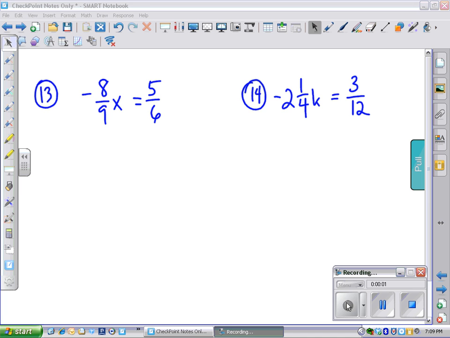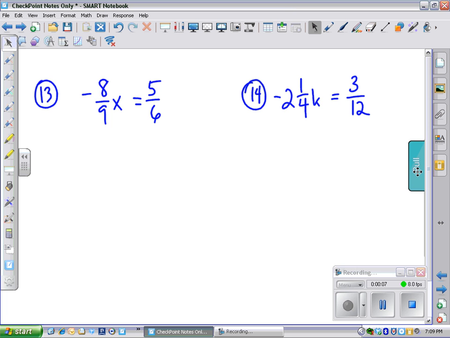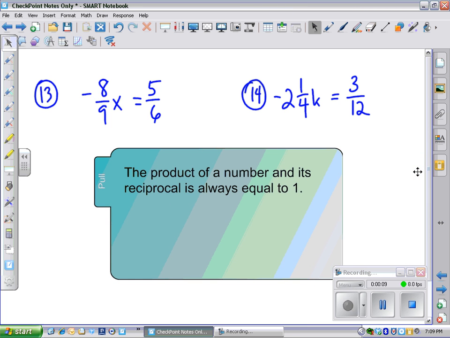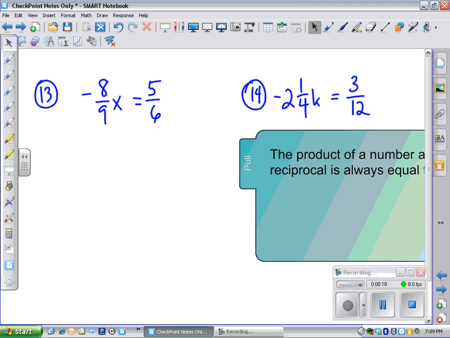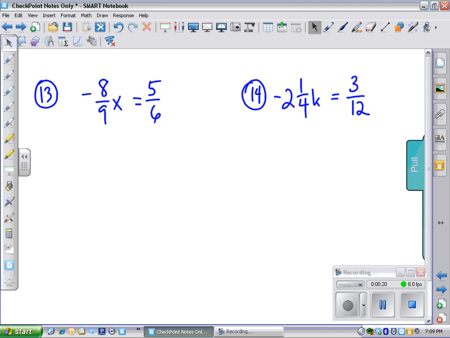So for this particular problem, well, actually both of the ones, number 13 and 14 here that we're working with, we need to keep in mind what we learned earlier in class, which is the product of a number and its reciprocal is always equal to 1. So, the product of a number and its reciprocal is always equal to 1. That's going to make doing these problems pretty easy.